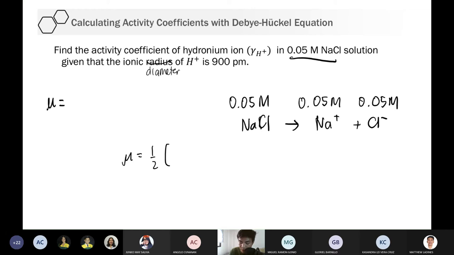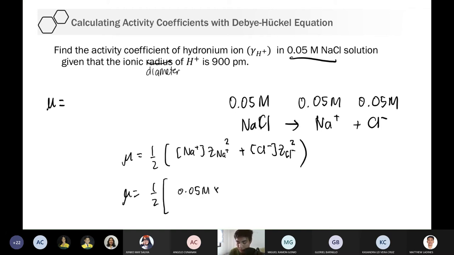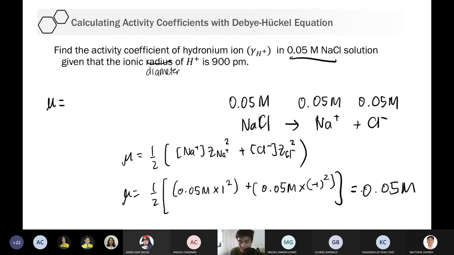To solve for mu, that is 1 half the concentration of sodium ion times its charge squared, plus the concentration of chloride ions times its charge squared. Plug in: we have 1 half. Concentration of Na is 0.05 molar times 1 squared, that is the charge of sodium. The concentration of chloride is 0.05 times negative 1 squared. So still 1. Solve for mu. The answer is 0.05 molar.